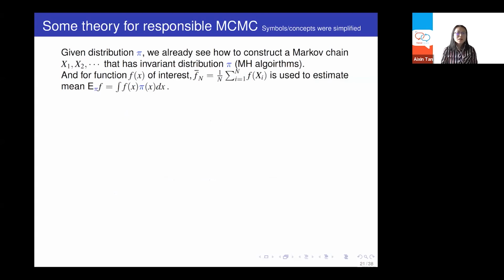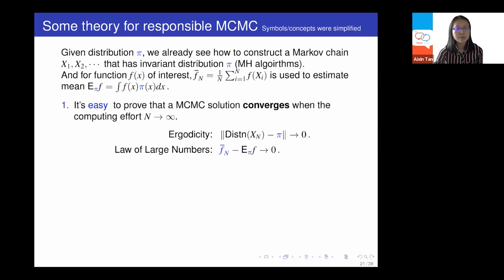Okay, now the hard part. A review of what we did earlier. Given a target distribution pi, wow, I'm almost running out of time. Okay, so I'll be rather quick. Given distribution pi, we know how to construct a Markov chain now. We know how to form an estimator for posterior quantities we want, okay?